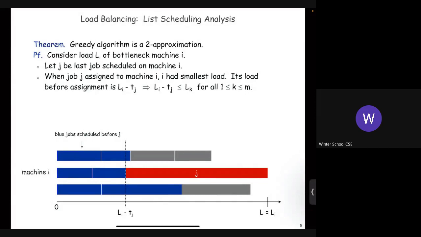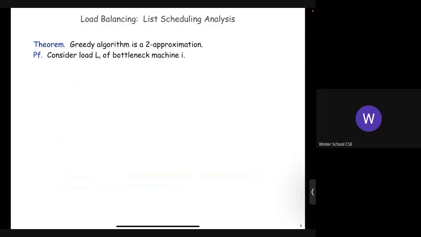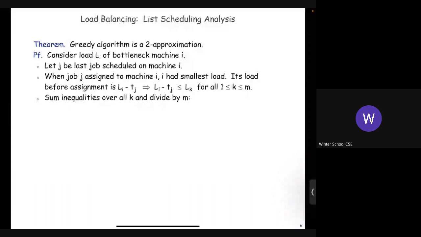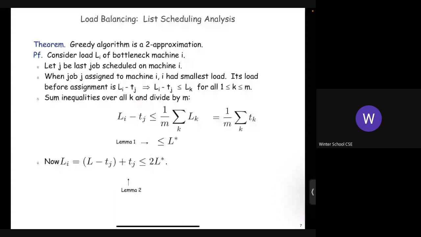Okay. So once we are ready with those two simple observations, we are ready to prove our thing. What did we last learn? That now we know that Li minus Tj is less than Lk for all k between 1 and n. Let's sum all these inequalities. If I sum these inequalities, what am I going to get? m times Li minus Tj is less than the summation over k of Lk. So I just took m from the left side and divided.